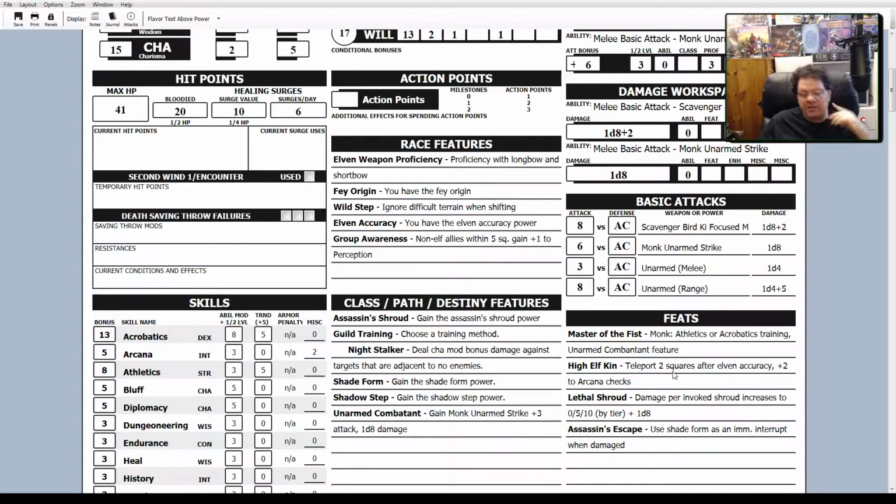High Elf Kin basically means whenever I use Elven Accuracy, I can teleport 2 squares, which a square equals 5 feet, so that's 10 feet of teleportation. And it gives me a bonus to Arcana checks, which doesn't really matter. Lethal Shroud, we'll talk about Assassin Shroud in a little bit, but it just makes it do more damage. And then Assassin's Escape allows it, anytime somebody damages me, I can use this power as an interrupt to defend myself. Yeah, those are the feats.